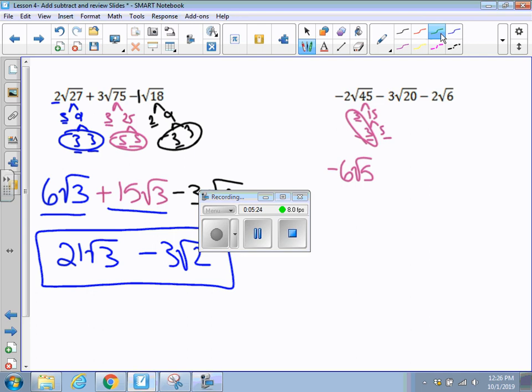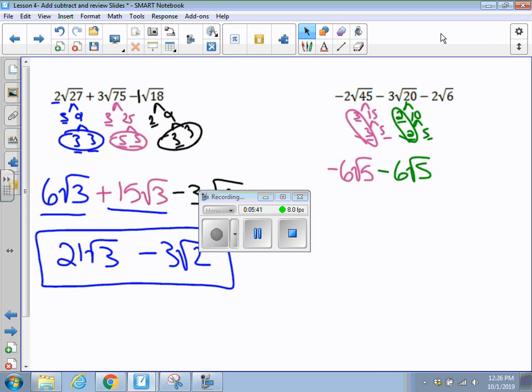Let's move on to our middle term here. So we have minus 3 square root of 20. So just focus on the square root of 20. We're looking for pairs. So we got 2 and 10, 2 and 5. I see a pair of 2s. What's already outside that? Minus 3. So minus 3 times 2 is going to be minus 6 square root of 5.